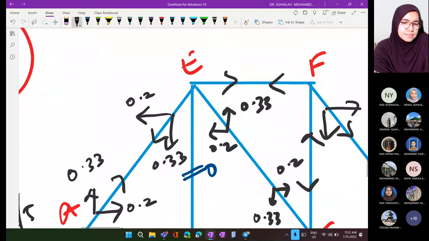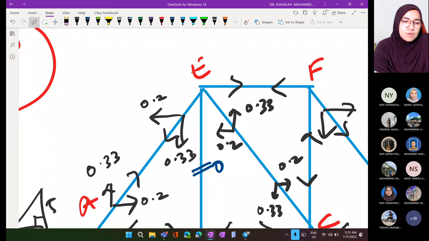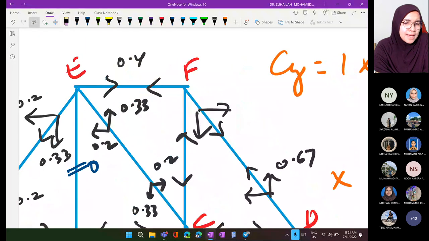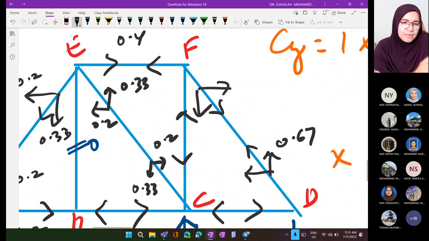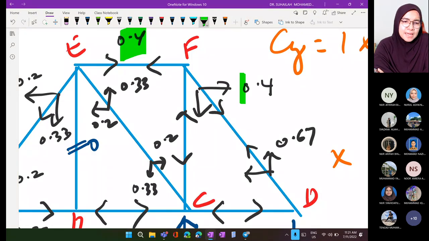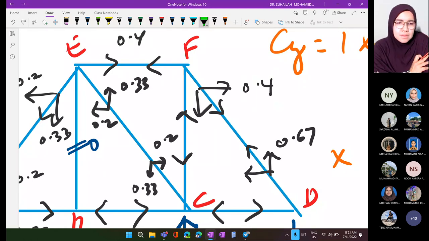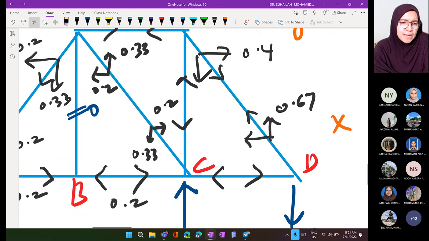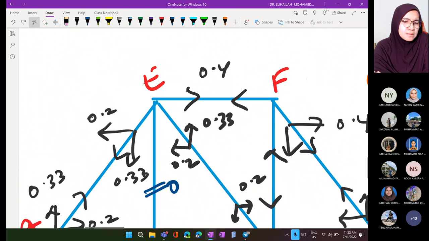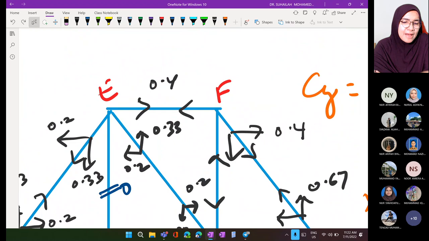By looking at this, 0.4. So 0.4 dekat FD tu, FD X value 0.4. Sebab yang ni kena balance dengan yang ni. Kan? Nampak? Nampak tak? 0.4. And interpolate. Kurang jelas, doktor. Kat mana? Yang 0.4 tu. 0.4. Okay, dekat F tu.